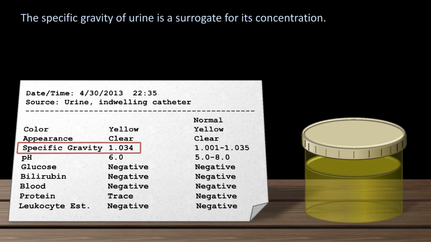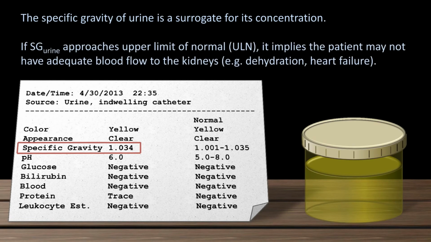In other words, most urine is ever so slightly more dense than water, which makes sense since urine is essentially a solution in which electrolytes and a compound called urea are dissolved in water, increasing the liquid's mass but having little impact on volume. Depending upon the specific clinical scenario, different values for the specific gravity may lead one to different conclusions about the patient's current medical condition. For example, if the specific gravity of the urine approaches the upper limit of normal, as in this case, it implies that the patient may not have adequate blood flow to the kidneys, usually due to either dehydration or heart failure. This will correspond with a urine that is very dark yellow in color.